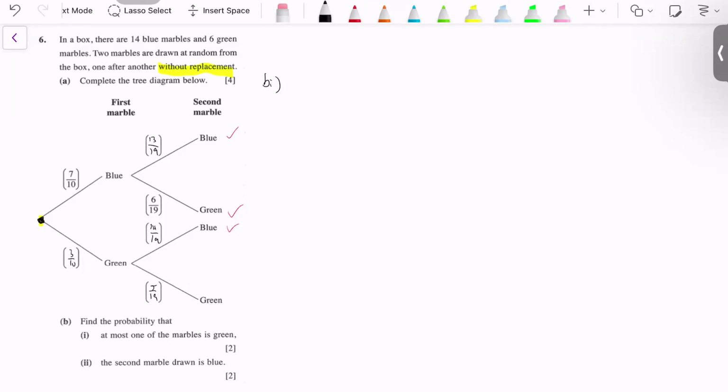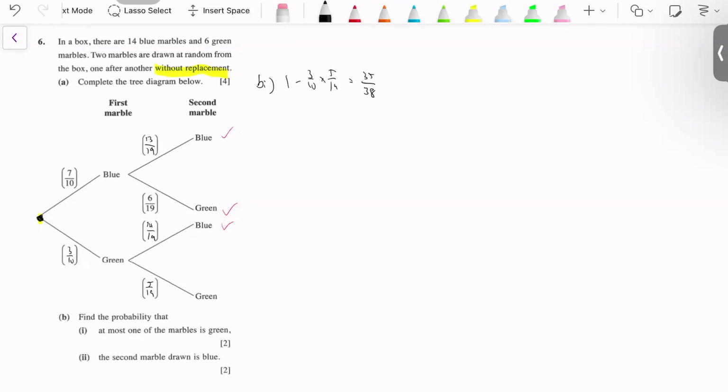So in this case, how do we solve it? The probability is 1 minus the probability of us getting both green, which is 3 out of 10 multiplied by 5 out of 19. And that will give us 35 out of 38. So that's the probability of us getting at most 1 green marble.